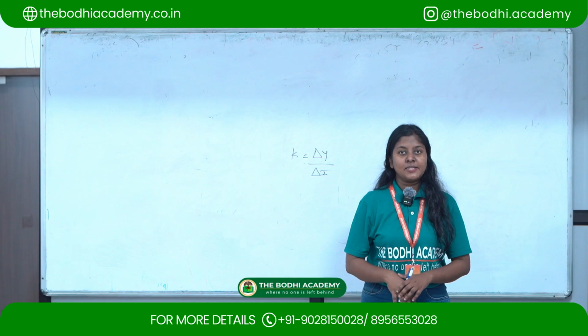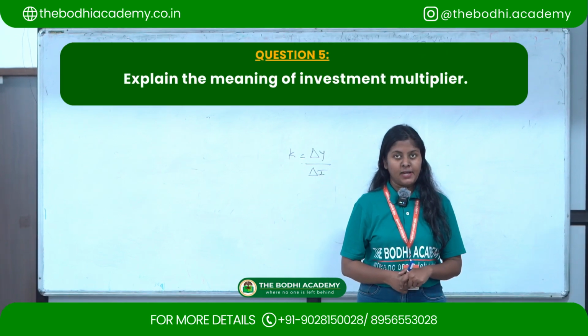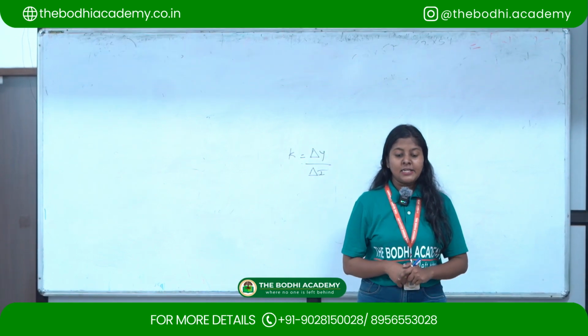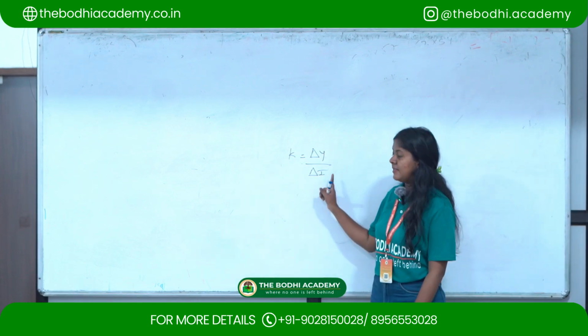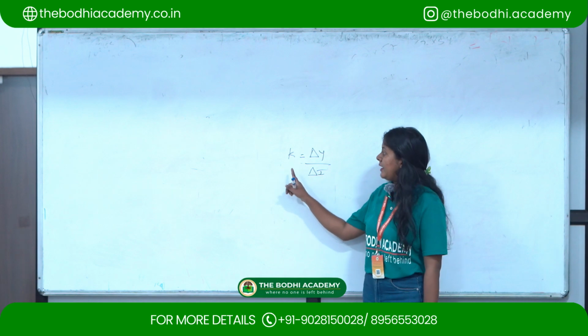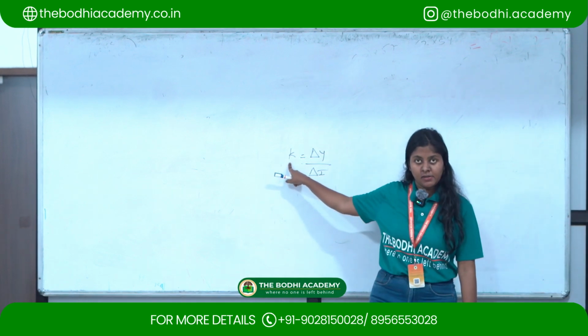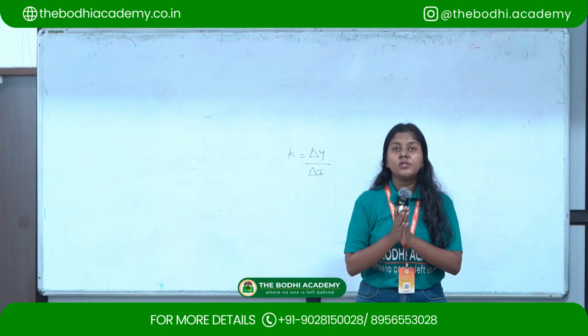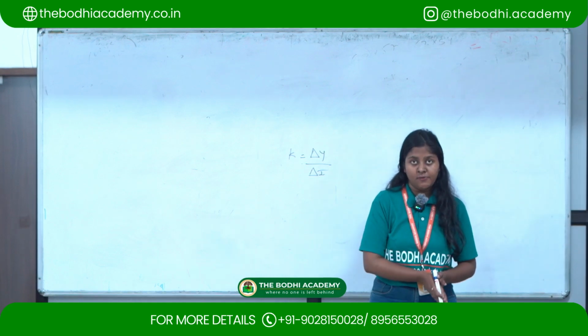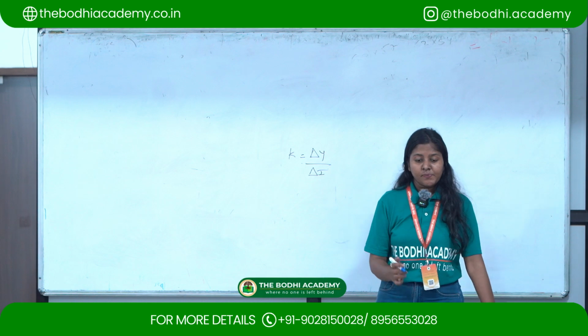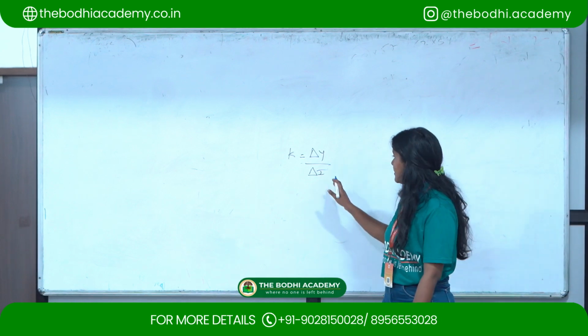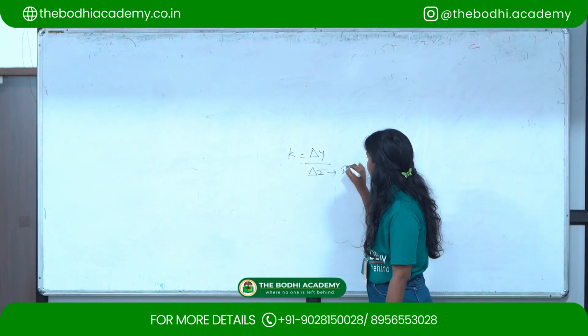Next question is, explain the meaning of investment multiplier. Investment multiplier is also called output multiplier, and we denote this as K. This is the formula for that. Investment multiplier is K over here. It refers to the number by which a change in investment, which we denote as I, is multiplied.